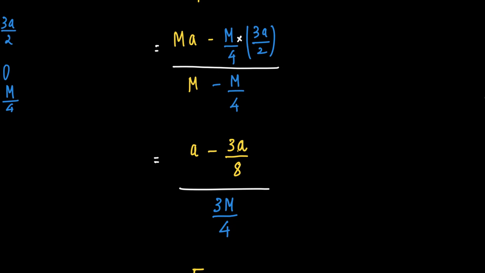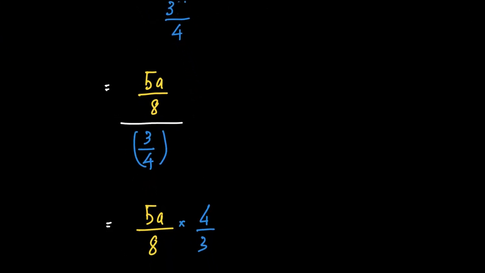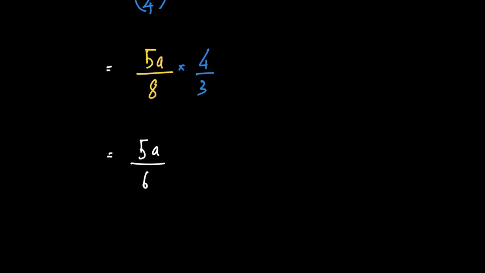So if we divide this complete equation by m, m by m is 1, 1, 1. So what we have is a minus 3a by 8, over 1 minus 1 by 4, which is 3 by 4. My bad, there should not be m here, right? So what we get is 5a by 8 divided by 3 by 4, which is equal to 5a by 8 into 4 by 3, which gives us 5a by 6.